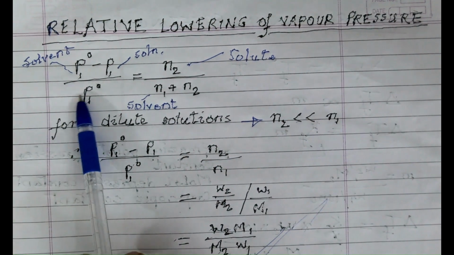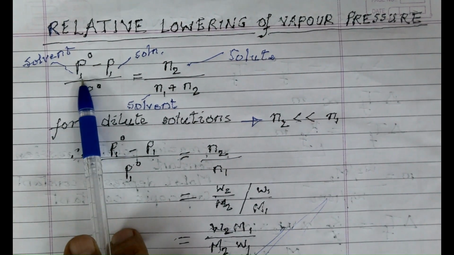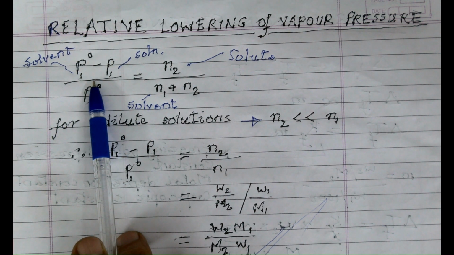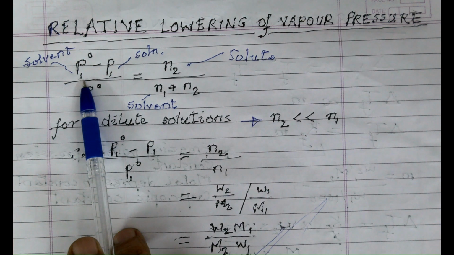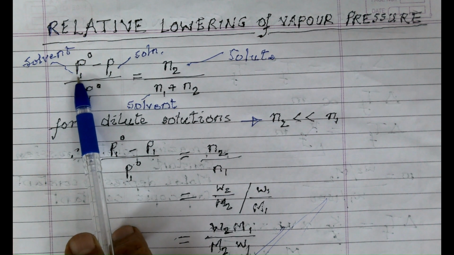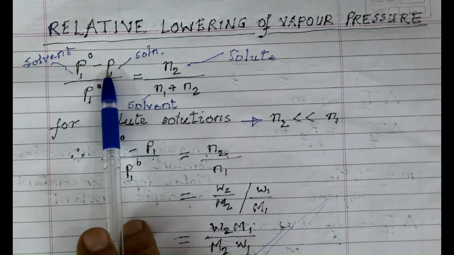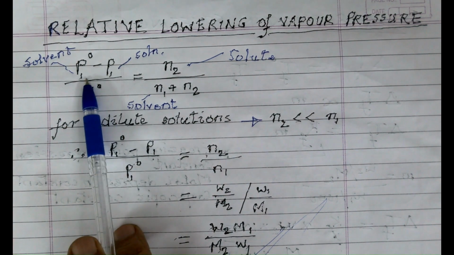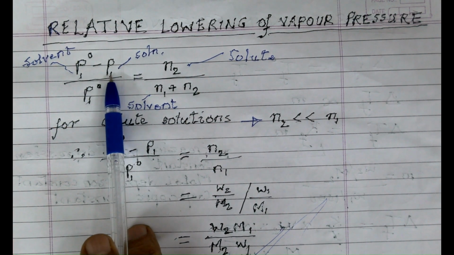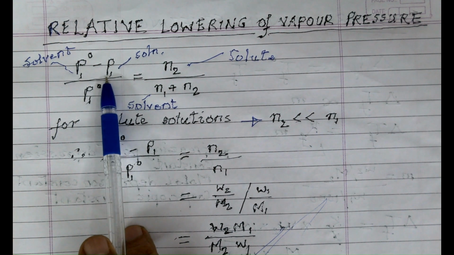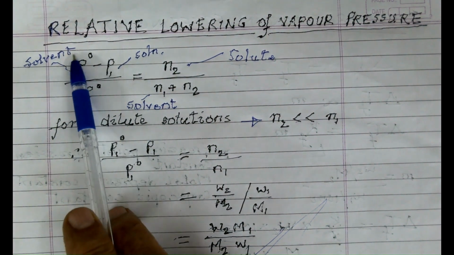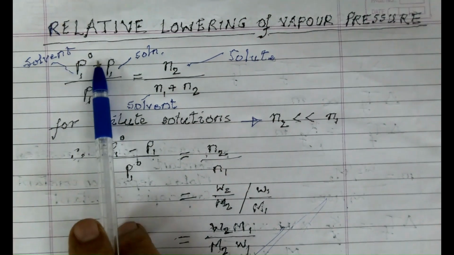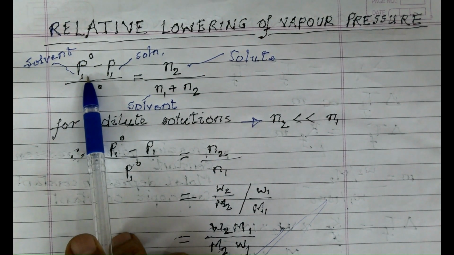Now what is meant by relative lowering of vapor pressure? We know that vapor pressure is lowered or decreased when a solution is prepared. The vapor pressure of the pure solvent is represented as P1 naught, while the vapor pressure of the solution, which is lesser than that of the pure solvent, is known as P1. This is just a notation. And P1 naught minus P1 represents only the lowering of vapor pressure.